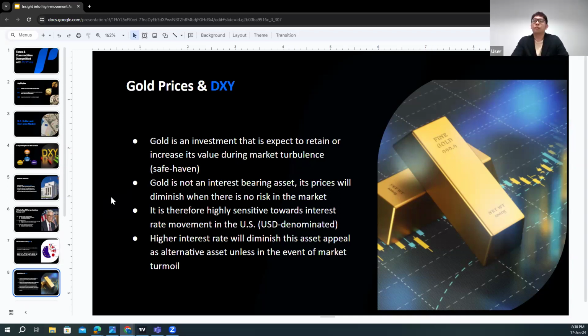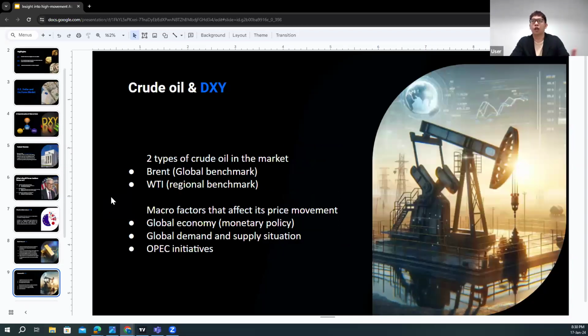Okay, and moving on to crude oil. Crude oil is not so obvious like gold because it is useful, right? In the markets, generally we have two types of crude oil prices. One is called Brent and one is called WTI. Brent is a global benchmark, whereas WTI is regional, from the US, for America.